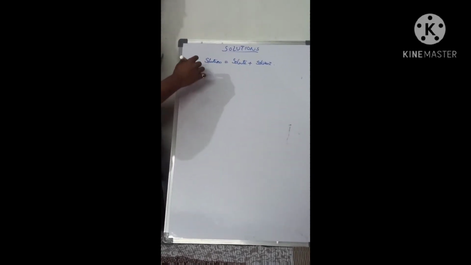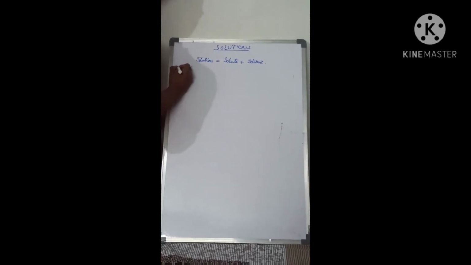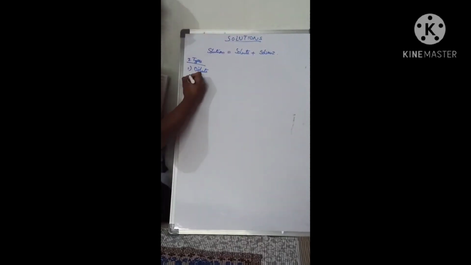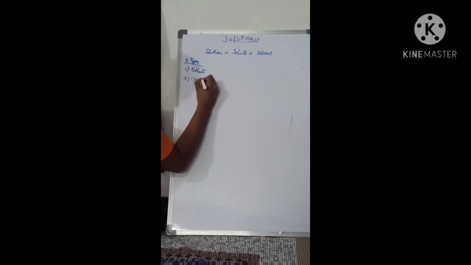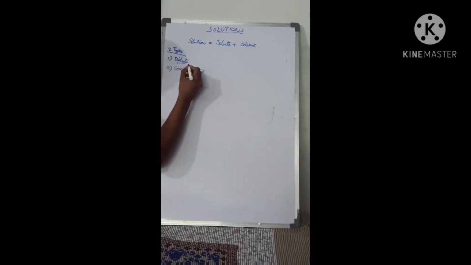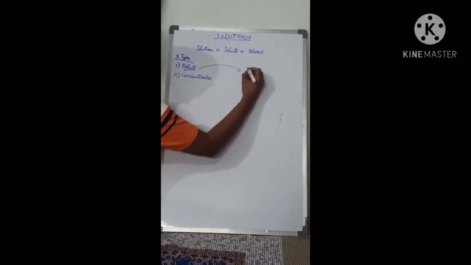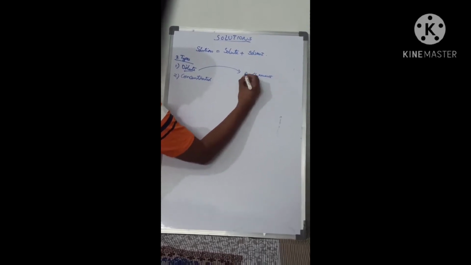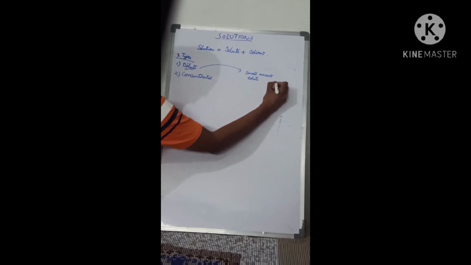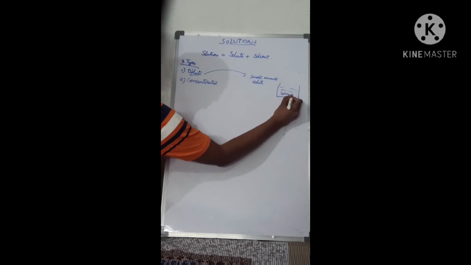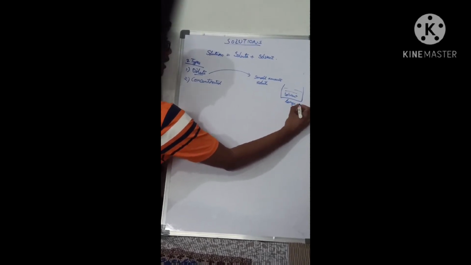Okay, what are the different types of solutions? There are two types of solutions. One is dilute solution and another one is concentrated solution. What is meant by dilute solution? When a small amount of solute is mixed in a large amount of solvent, then it is termed a dilute solution.